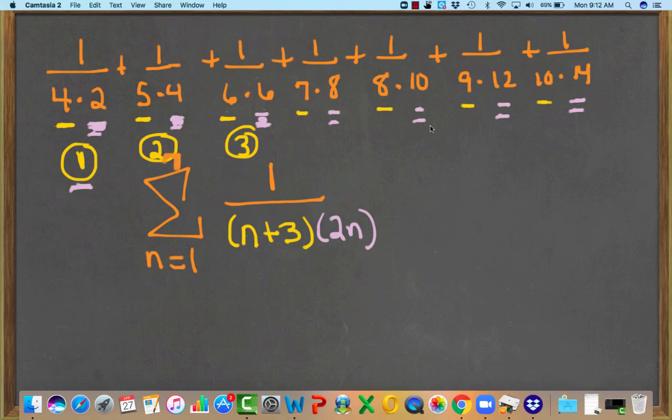And now let's go ahead and double check one of these. So let's look at the 6th term and make sure that we do end up getting 1 over 9 times 12. So if I put in 6, I'd get 1 over 6 plus 3 would be 9 times 2 times 6 would be 12. And that is my 6th term.